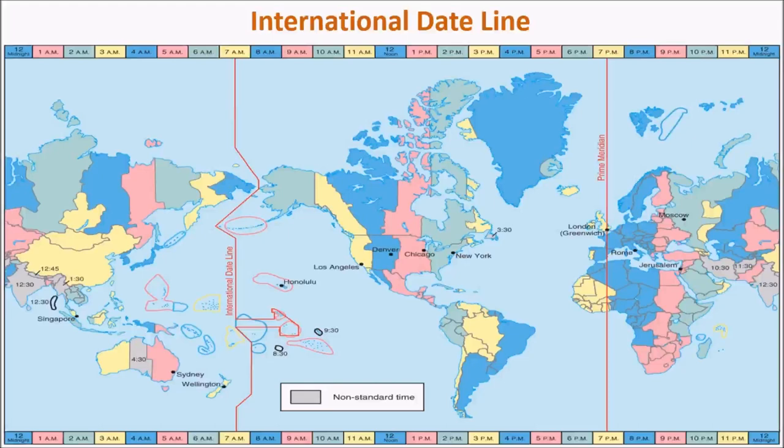And now, like we have a uniform time system, we would like to have a uniform date system too. For this, Earth is divided into two parts: one to the east of 180 degree longitude and one to the west of 180 degree longitude. And we see that 180 degree east and west longitudes coincide to a single line, which is exactly opposite the prime meridian. And we see that unlike the prime meridian, the international date line follows a zigzag path.